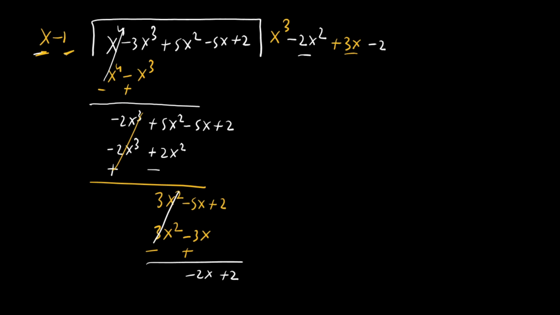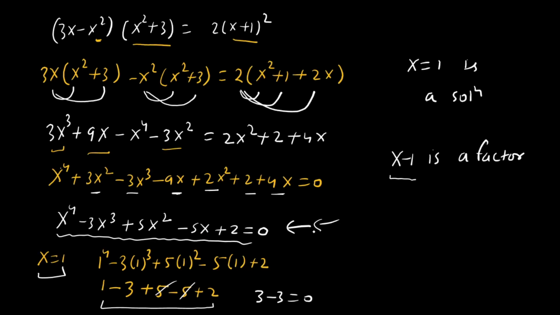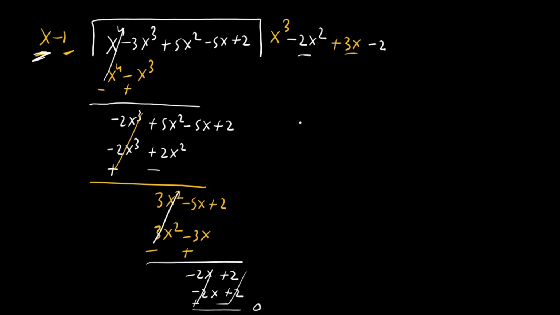Here if we take minus 2 multiplied by x, then minus 2x, and minus 2 multiplied by minus 1, then we get plus 2. Then here plus and here minus, then this expression and this expression are cancelled out, then here 0. So it means here a factor of this biquadratic is x minus 1 multiplied by this cubic x³ minus 2x² plus 3x minus 2, and this is equal to 0.